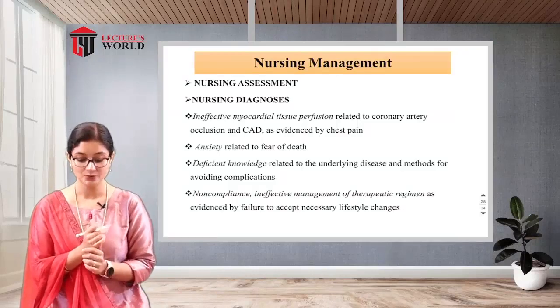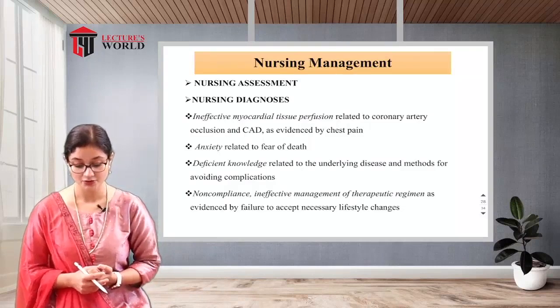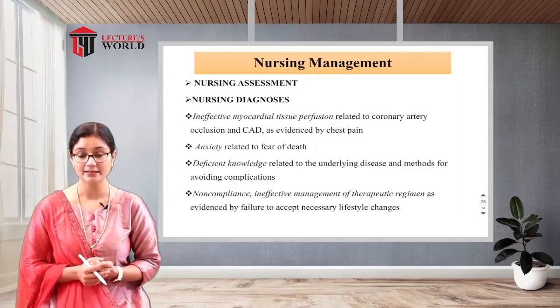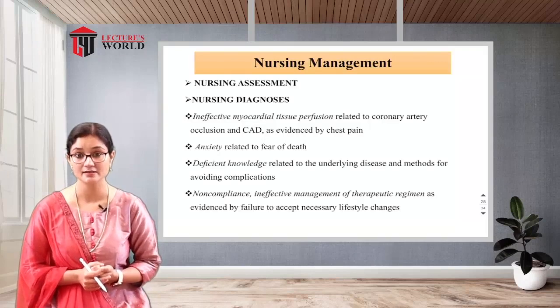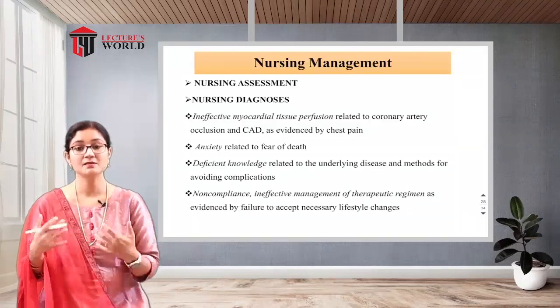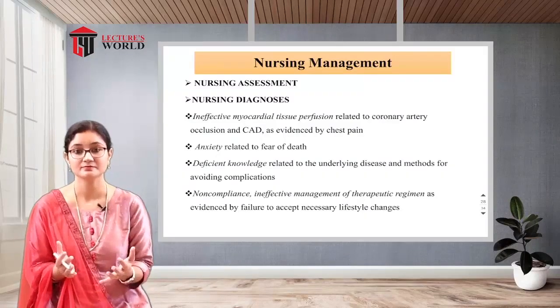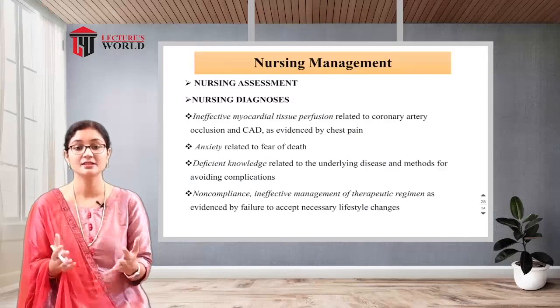Next is the diagnosis. So what are the different diagnoses? Ineffective myocardial tissue perfusion related to coronary artery occlusion, and CAD is nothing but coronary artery disease, as evidenced by chest pain, anxiety. You know, when the person has such pain and he literally feels that he's going to die, so he becomes worried. He feels like he's going to die.